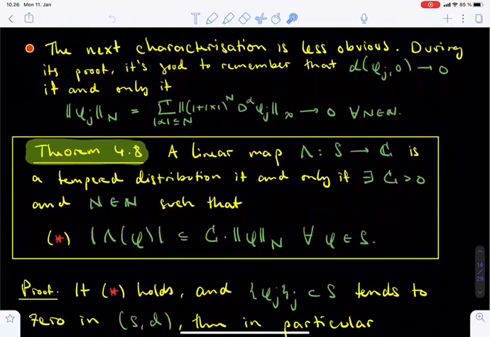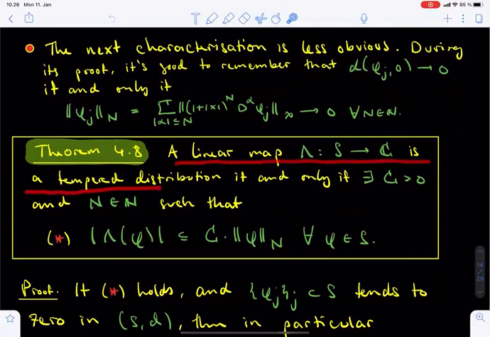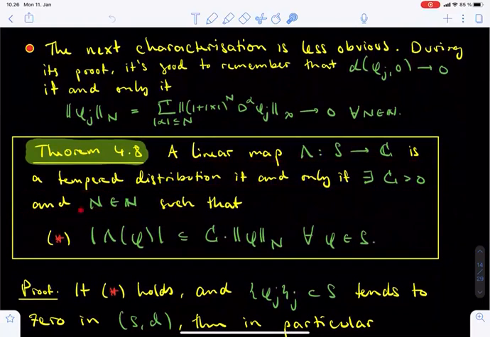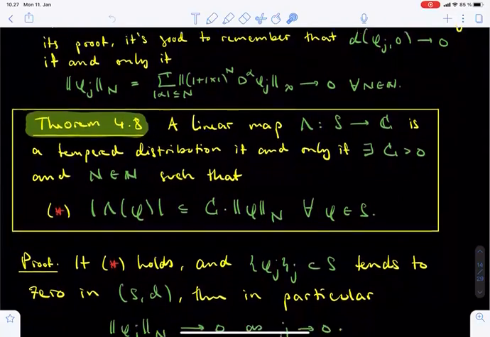Now we can state and prove theorem 4.8. A complex-valued linear map lambda on the space of Schwartz functions is a tempered distribution if and only if there exists a positive constant c and a natural number n such that the following holds. The absolute value of lambda at phi is bounded from above by c times the n norm of phi for all Schwartz functions phi.